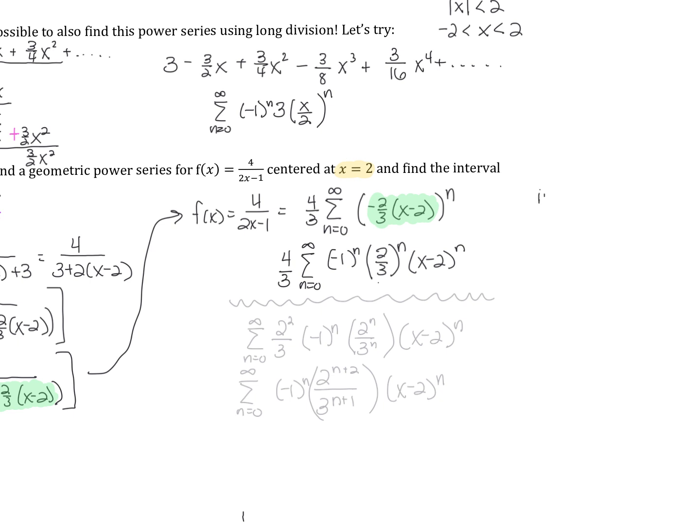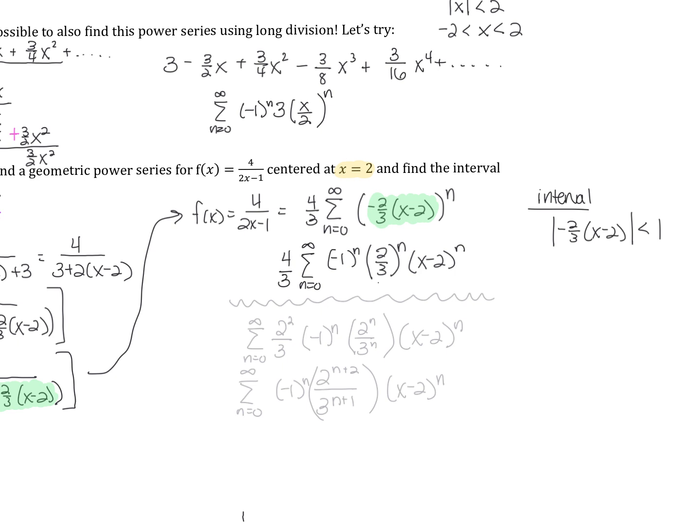Okay, so we have the interval, and I know that this has to be the absolute value of my r, so that negative 2/3 times x minus 2 needs to be less than 1. That's the absolute value of that. Order of operations for simplifying absolute value and finding this interval.